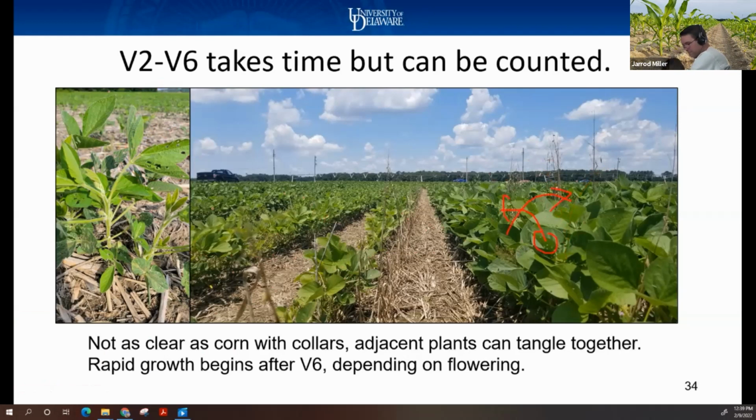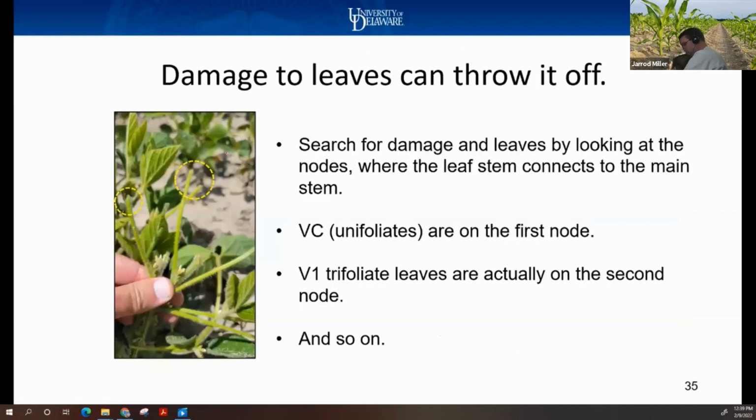So if you're like me and you're doing too many projects, it's not fun when you got to slow down and figure out a leaf. Ear leaf on corn, that's great. When you're collecting the ear leaf, you just walk down there. There's the ear, rip that leaf off. Not so with soybeans. It's a lot tougher to do it right. Damage to leaves can throw it off, and this is also where it gets more difficult.